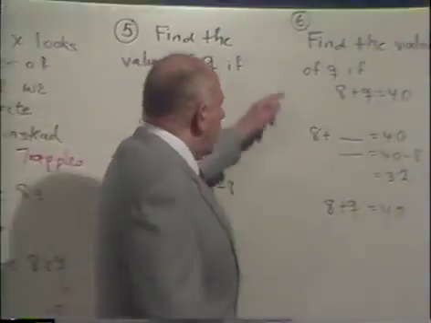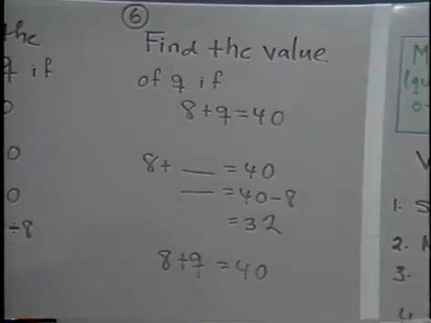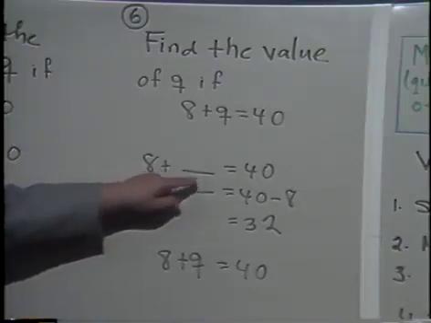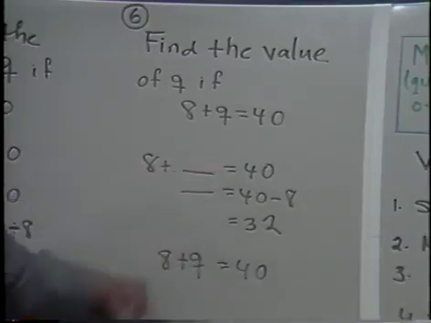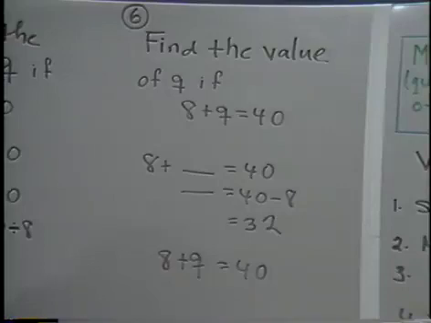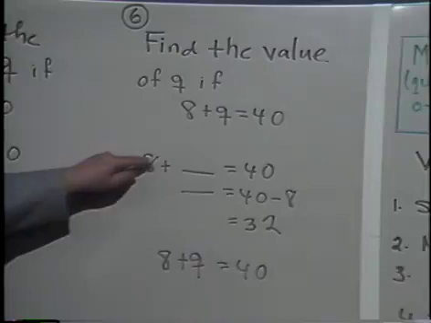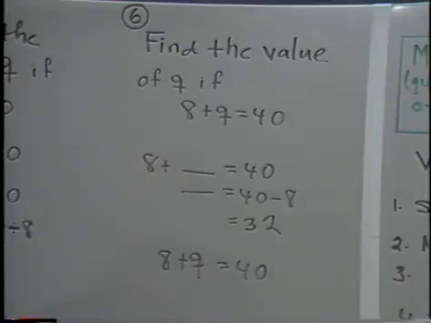See, problem number 6 says, find the value of q if 8 plus q is 40. And in terms of fill in the blank, replace the q by a blank. That says 8 plus blank equals 40. What's the value of the blank? So doing it the way we were doing it before this lecture, you would say this looks like an addition problem, but it's really a subtraction problem, and the answer is 40 minus 8, which is 32.